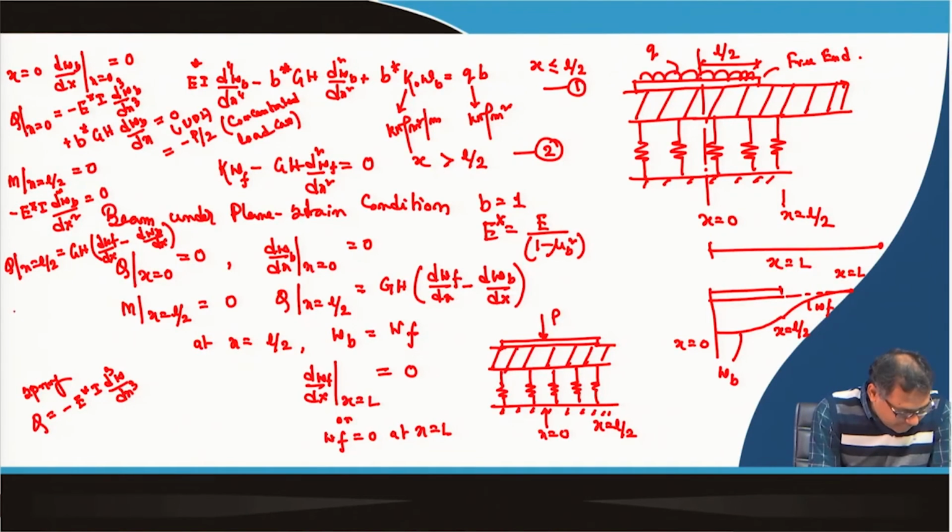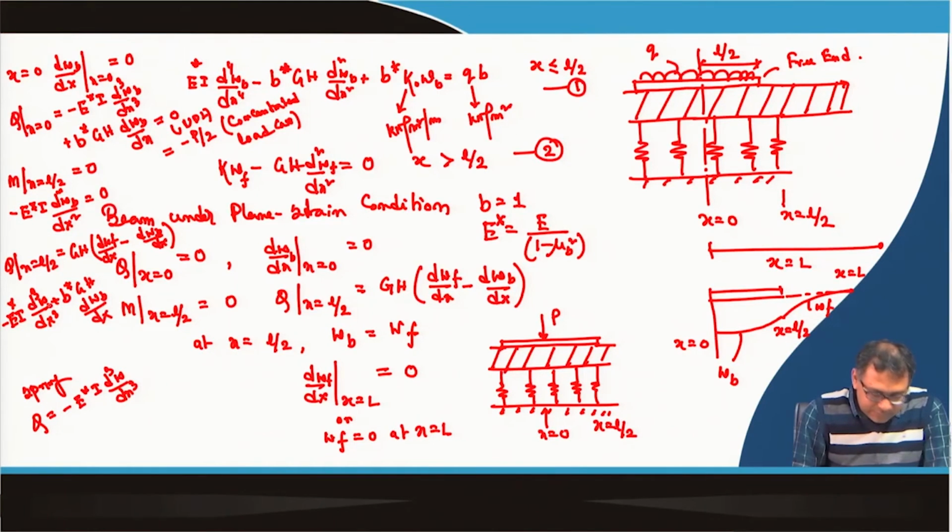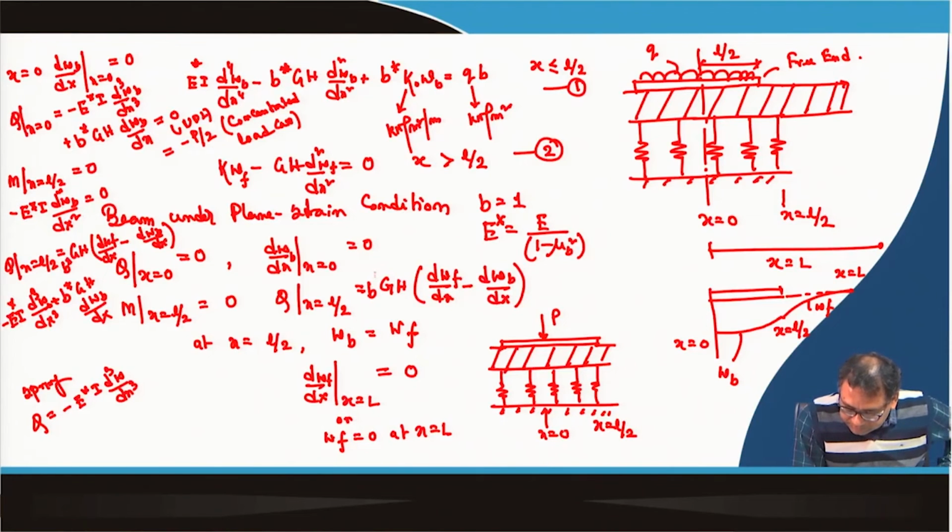Okay. So, now the q expression is minus E I star E I d3w dx3 plus b star g h dwb dx. That means this is b star, this is b star, there will be b star here because this is b star. Remember that this is b star. So, this is also b star.